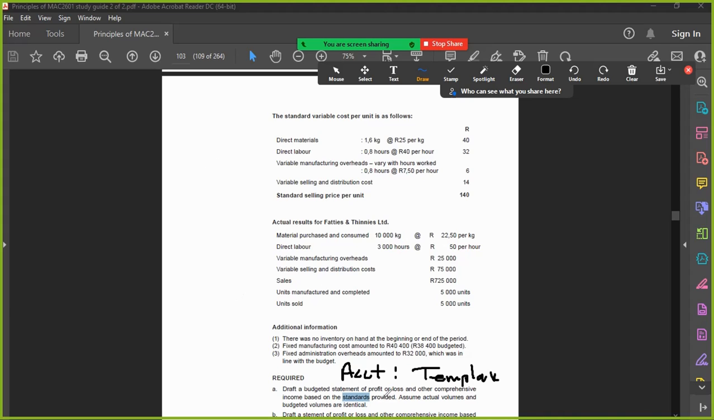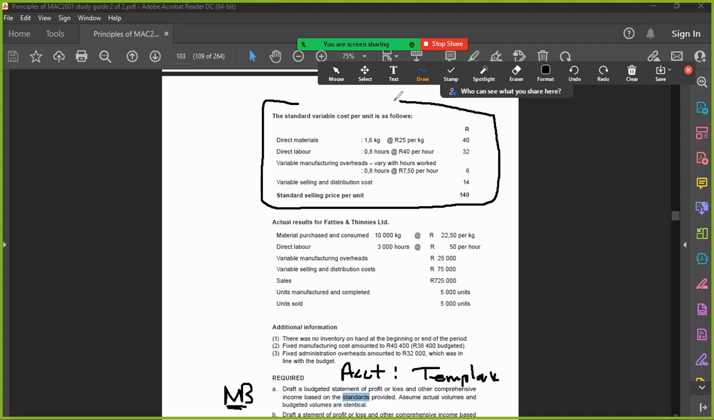Agree? Okay, remember, they're telling you to use those costs. So that means direct material, direct labor, manufacturing overheads, all of that will be part of the cost of production. Variable and selling and distribution will be a separate cost, other expenses. And then obviously selling price will be revenue. Does that make sense? So each of these will be separate costs on that statement. They said assume actual volumes and budget volumes are identical. So that means you're going to use this 5,000 units.